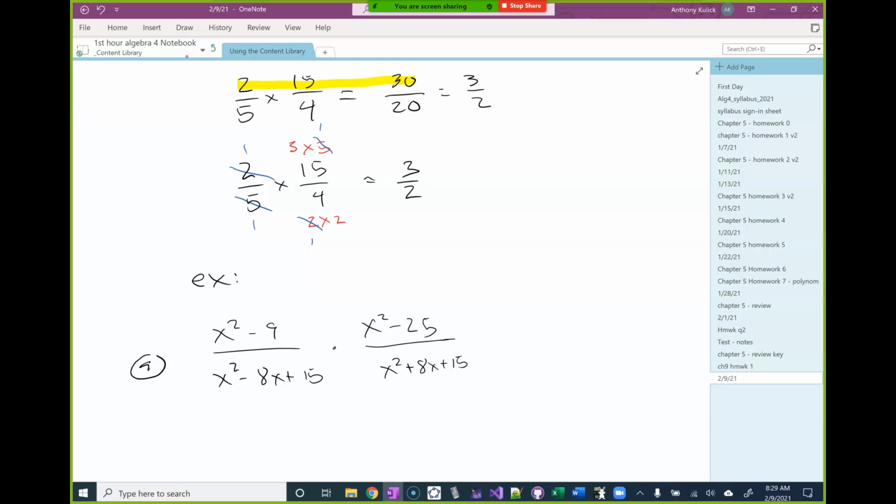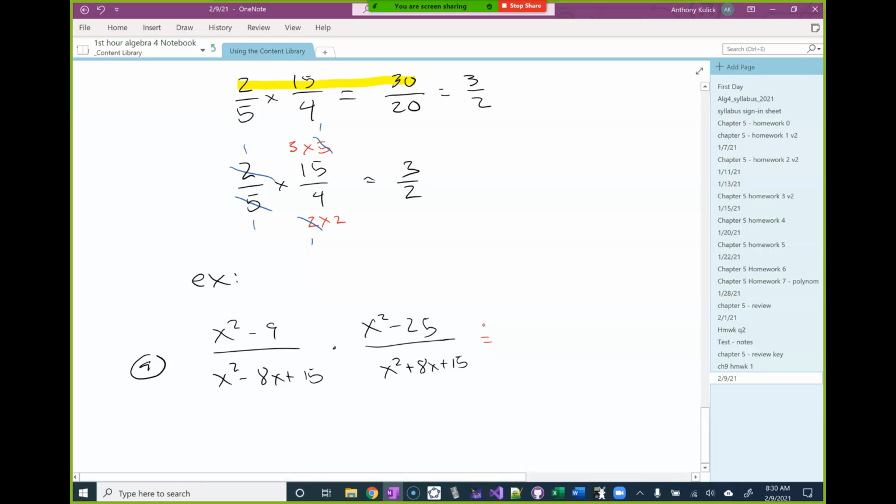All right. So let's say we have x squared minus 9 over x squared minus 8x plus 15 times x squared minus 25 over x squared plus 8x plus 15. First step will be to factor everything that we can. Okay with that plan?